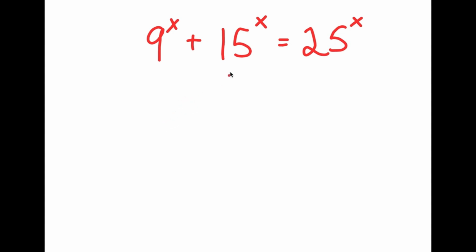Alright, so in this problem, I have 9 to the power of x plus 15 to the power of x is equal to 25 to the power of x. So I'm going to first start by dividing both sides by 9 to the power of x.